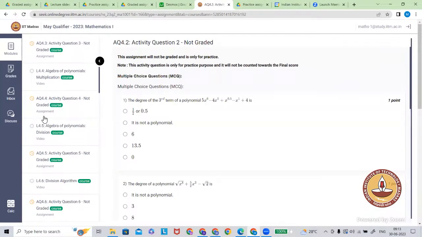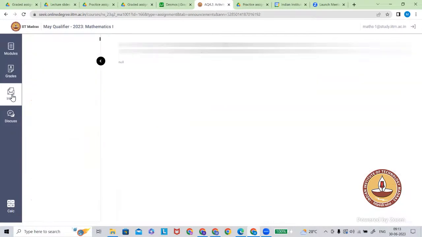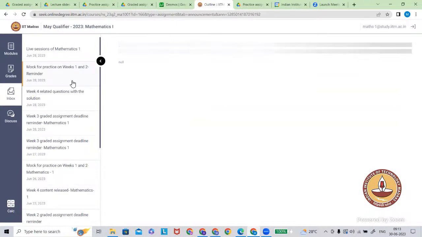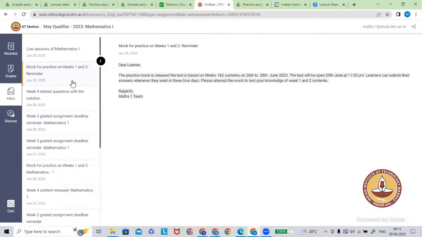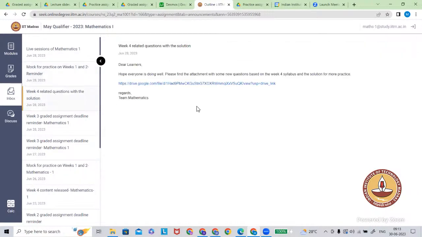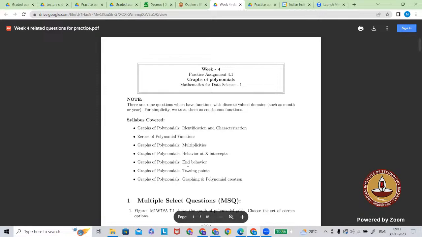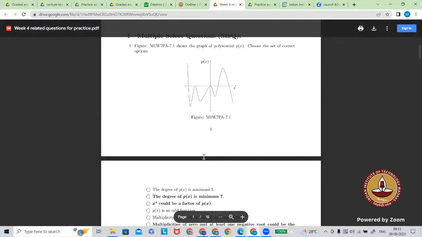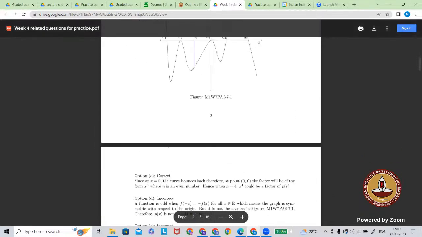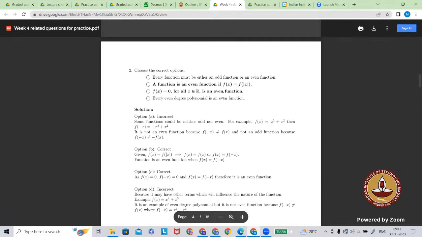Actually, in the last open session I raised that issue. The mock is already something we have to practice, similar things, and also week 4 related questions because that was missing. That's why it is already in your practice assignment solution. I have also given the link with the announcement, so you can jump directly to it. It contains whatever you need for more practice. This question is totally on that, and we also have some other questions.